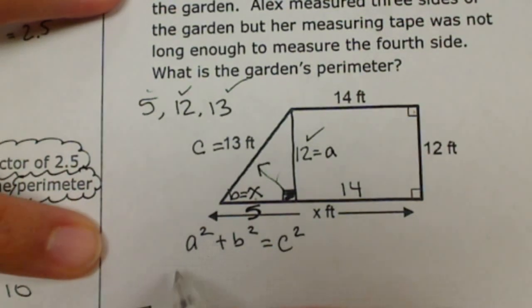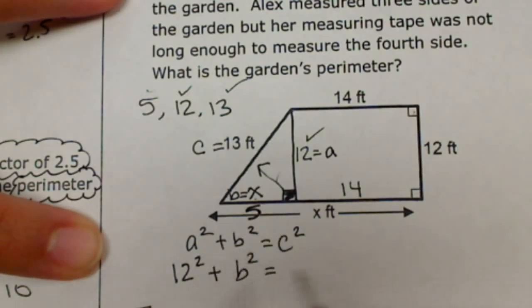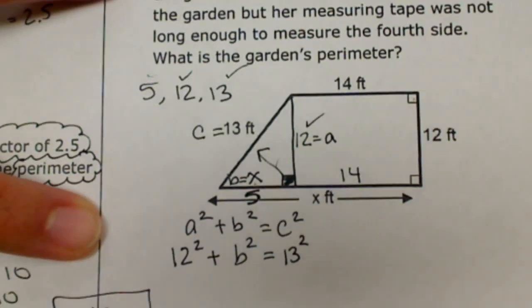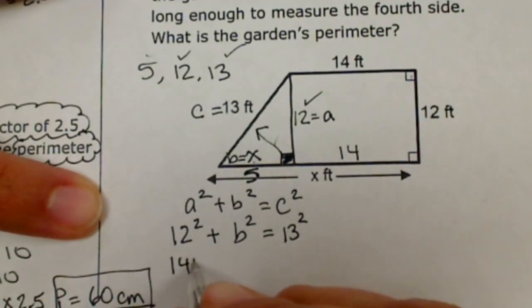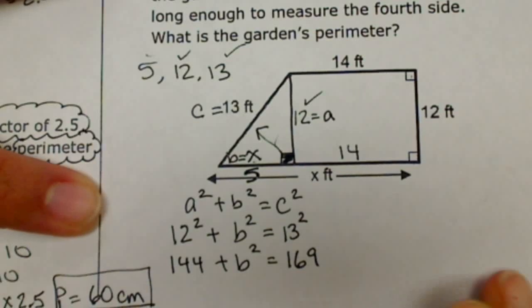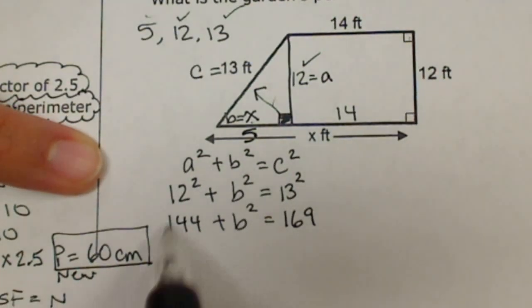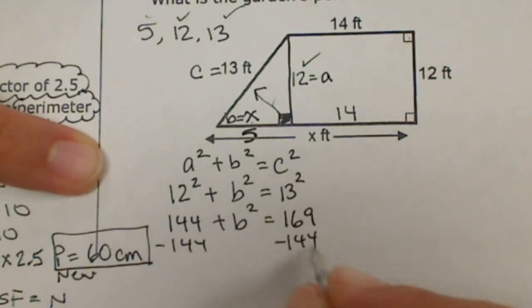So A squared is 12, I'm going to square that. B squared, the length of B is unknown, so I'm going to just write B squared. And the length of C is 13, I'm going to square that. 12 squared is 144, plus B squared is equal to 13 squared, which is 169. Since I have to solve for B squared, I have to get rid of this 144, so I'm going to subtract it from both sides of the equal sign.